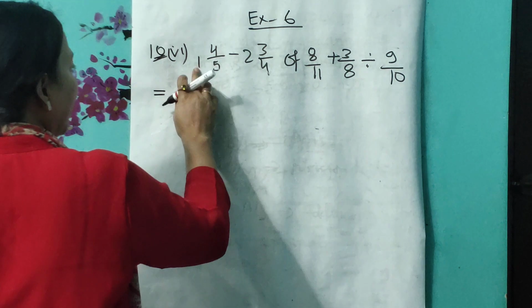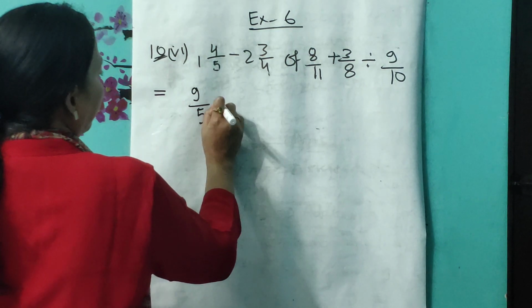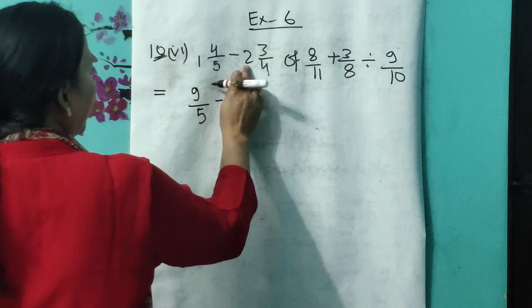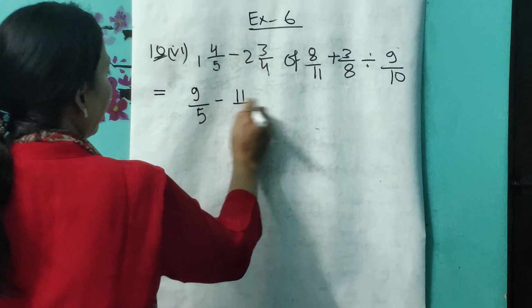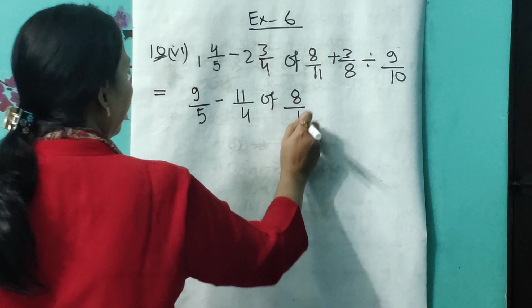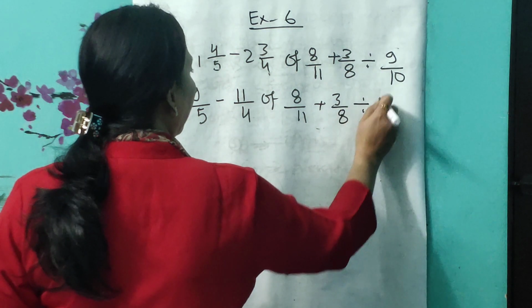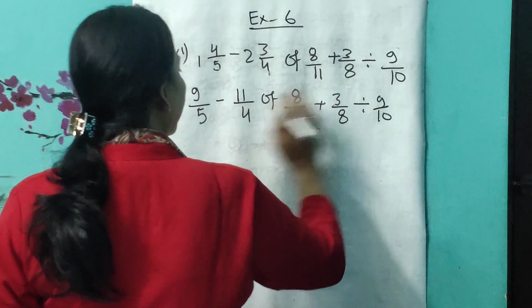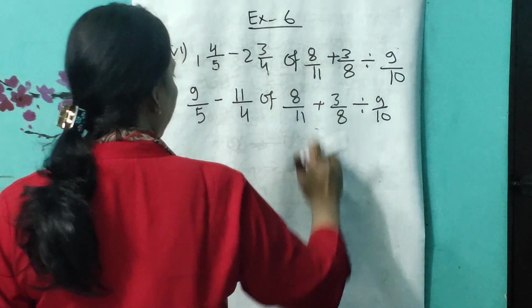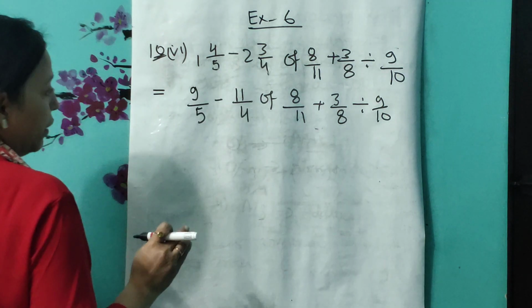So 5 ones are 5 plus 4, it will be 9 by 5 minus 2 fours are 8, 8 plus 3 is 11, 11 by 4 of 8 by 11 plus 3 by 8 divided by 9 by 10. The rest of all the things I have copied as it is. Only I have changed these two mixed numbers into improper form.